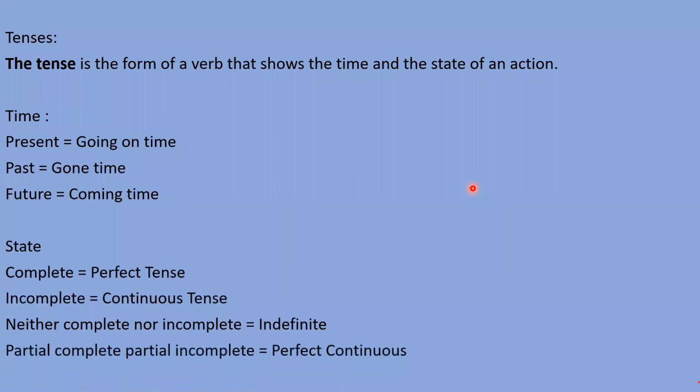Four states we come to know about with the help of tenses. Complete: when we get the complete state, it means we are talking about the perfect tense. When we get the incomplete state, it means we are talking about the continuous tense. Neither complete nor incomplete, when we talk about indefinite tense. And when we talk about perfect continuous tense, there we get the sense of partially complete and partially incomplete. All these things I will discuss with you later in detail. Okay.